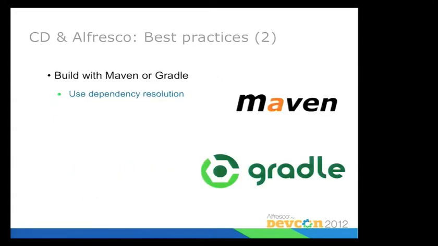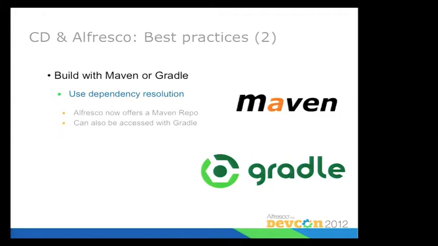Build in Maven or Gradle. Now, I don't want to make a religious thing out of this. Who's building with Ant here? Okay. Ant is nice. I like Ant very much. If you're building with Ant, you should at least use dependency resolution with Ivy. So, I mean, Alfresco has a Maven repository now. It can be accessed with Maven, obviously, also with Gradle, also with Ant.